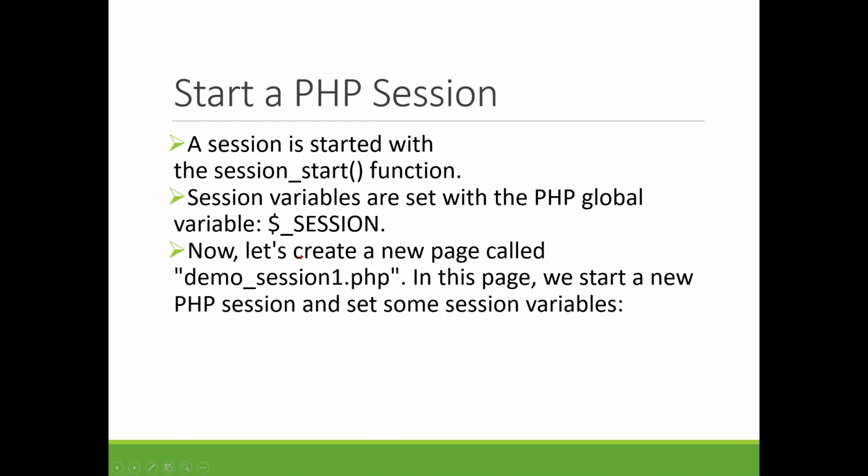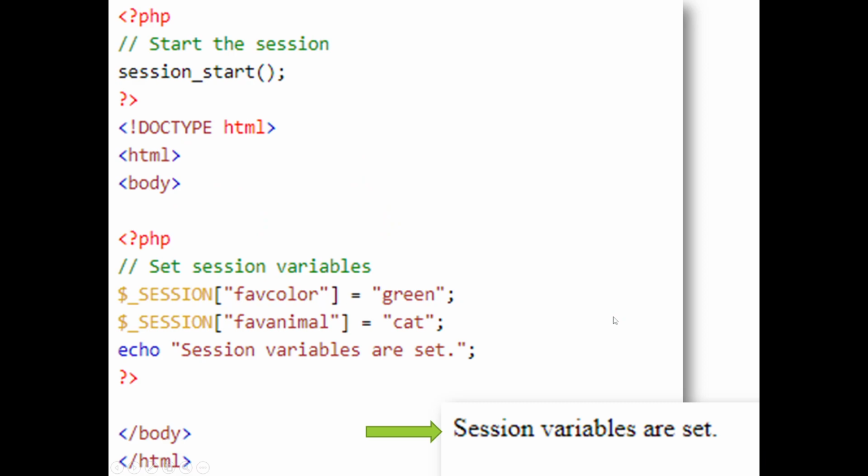As I've mentioned earlier during the practicals, you must start a session. We start a session using the session_start function. Then after that, to access the values, you need to use the $_SESSION super global variable. So now we want to create a page called demo_session1.php. Then we want to start a new PHP session and set some session variables. So how do we do that here?